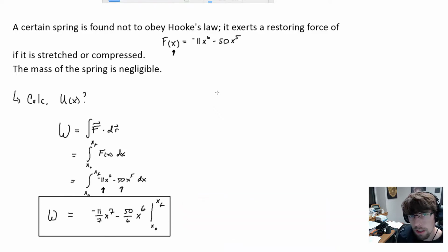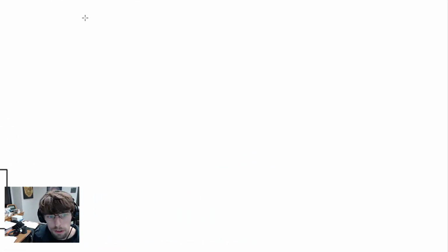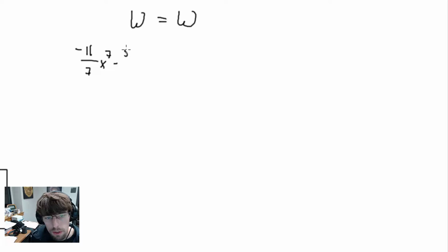I think the easiest way to check it is, let's say I stretch it from x naught to some intermediate point, and then from that intermediate point to x final. If it's truly path independent, I should be able to say work is equal to work. That's first of all. And if it's truly path independent, I should be able to do this from x naught to x final, in other words, I just do it in one step.